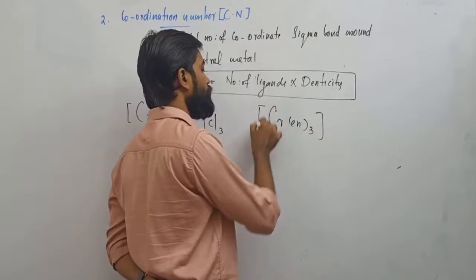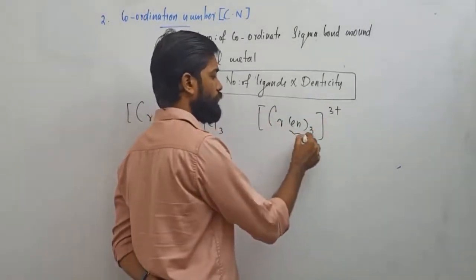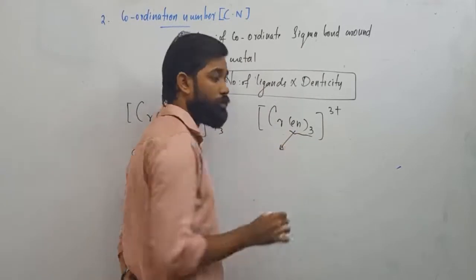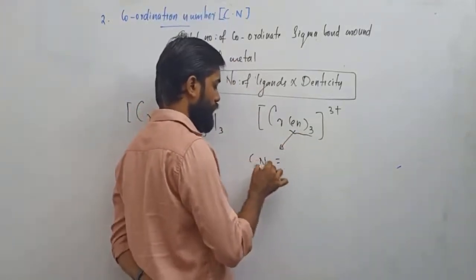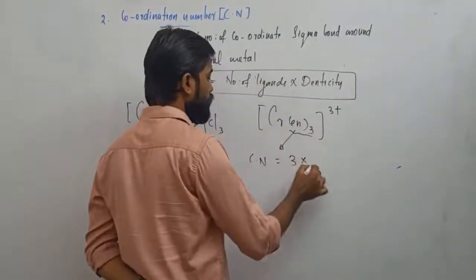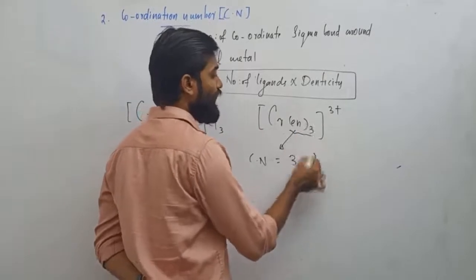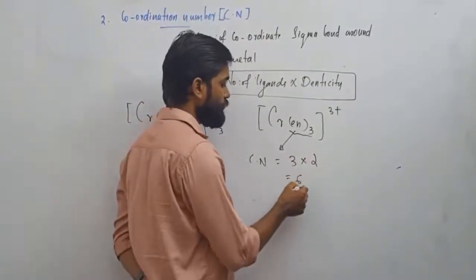[Co(en)3]3+. What is the charge? Here, the ligands are only 3. So the coordination number is equal to the number of ligands, only 3, multiplied by the denticity. Ethylene diamine, en means ethylene diamine. The denticity is 2. So the answer is 6.